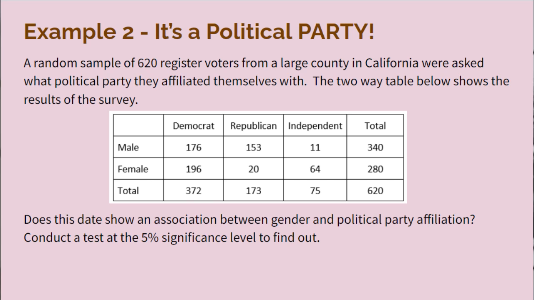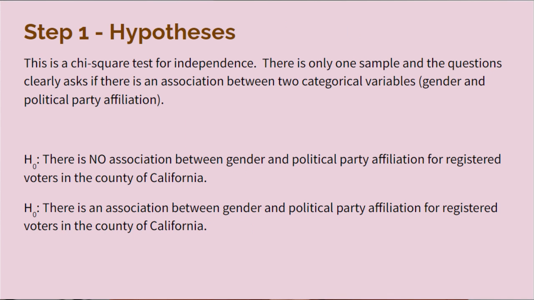So does this data show an association between gender and political party affiliation? So does your gender have a relationship with your political party affiliation is what we're asked. So we want to conduct a test at the 5% significance level to find out. All right, so the first step is those hypotheses.